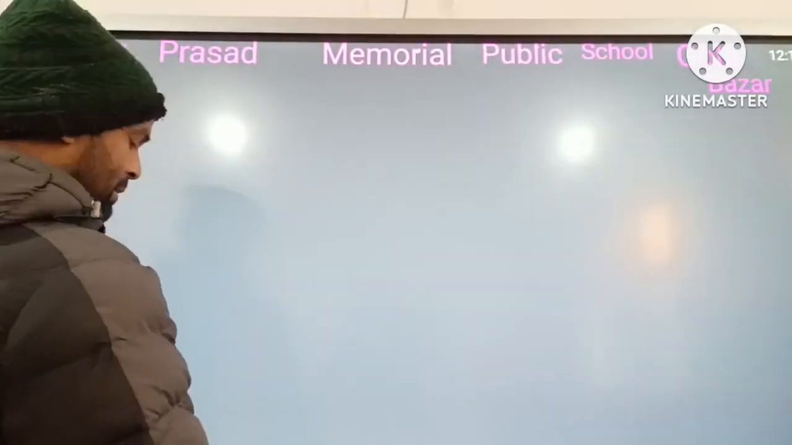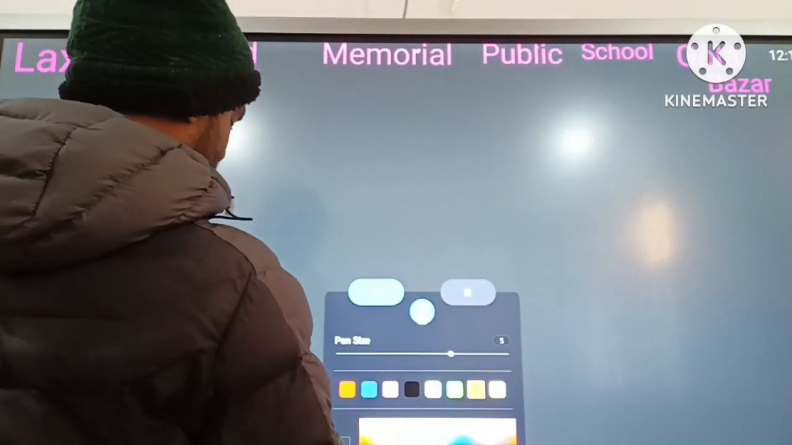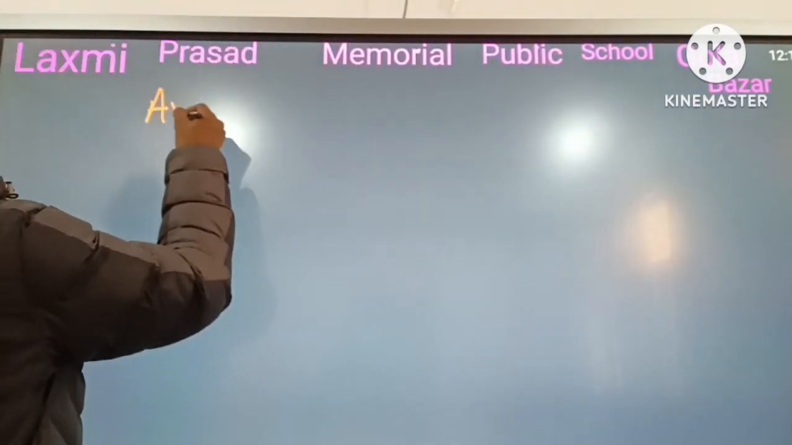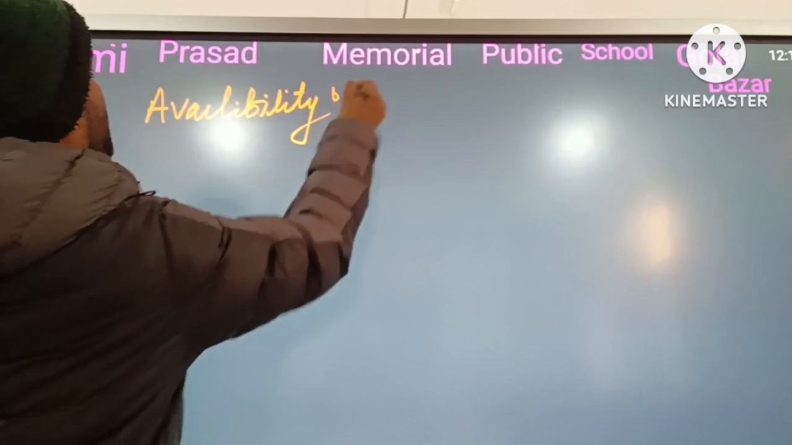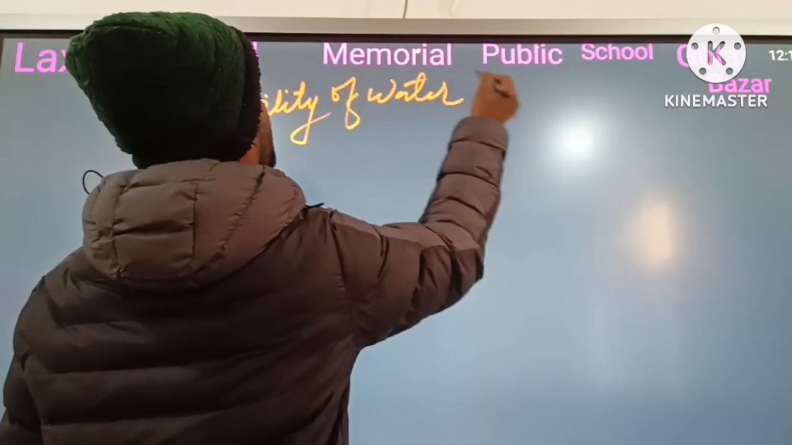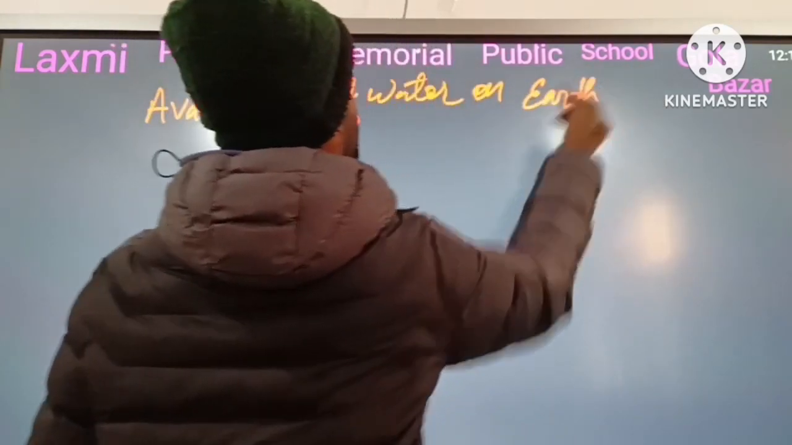Now students will have to learn about the percentage or availability of water on the earth. So here we can see the percentage of water, or availability of water on earth. What is the availability of water on the earth?